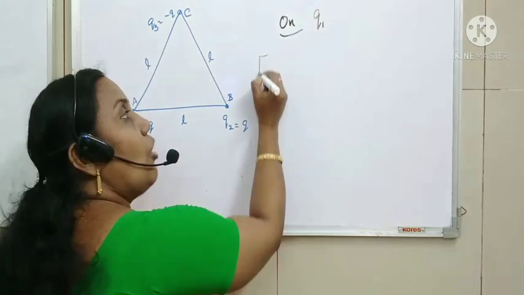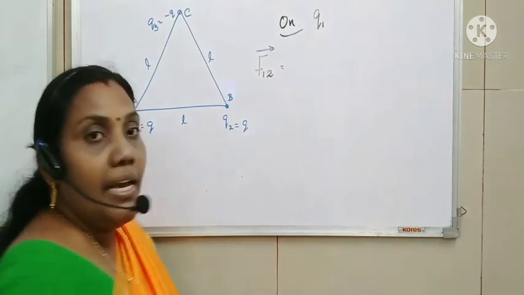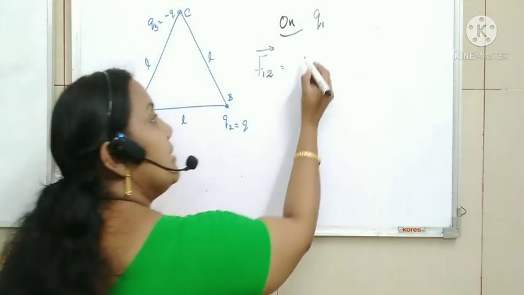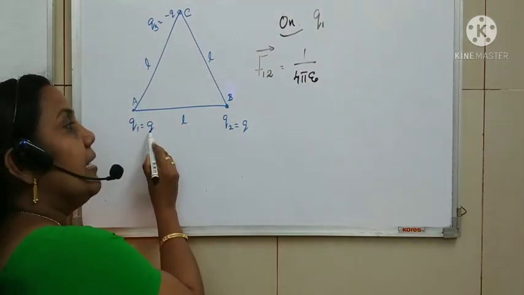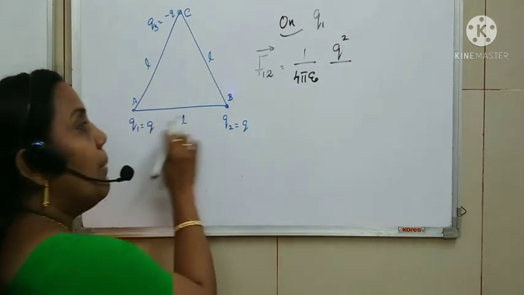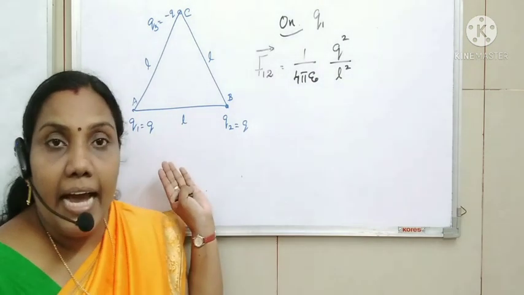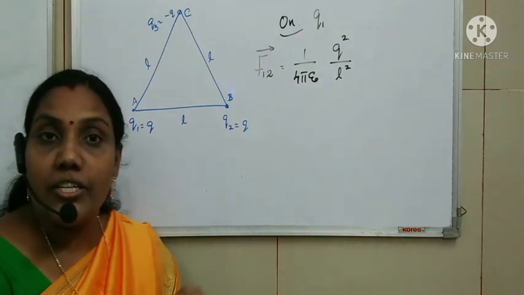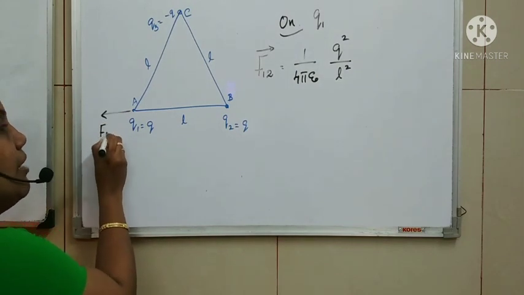First, force acting on Q1 by Q2. It can be represented as F12. F12 is the force acting on Q1 by Q2. How do you write the formula? It is equal to 1 by 4 pi epsilon 0 Q1 Q2. Here the charge is Q, Q2 is also Q. Therefore we can write Q square divided by, what is the distance? L square. And how do you represent the direction of F12? Q1 is repelled by Q2. So in which direction does Q1 move? It moves away. So this is the direction of vector F12.